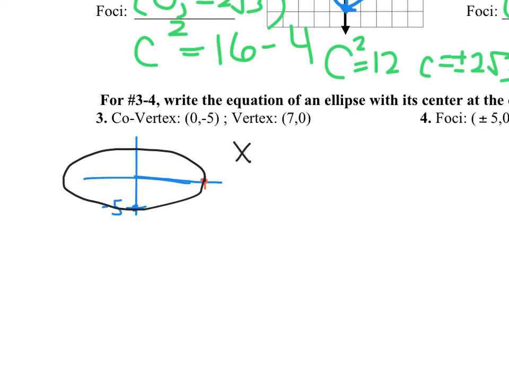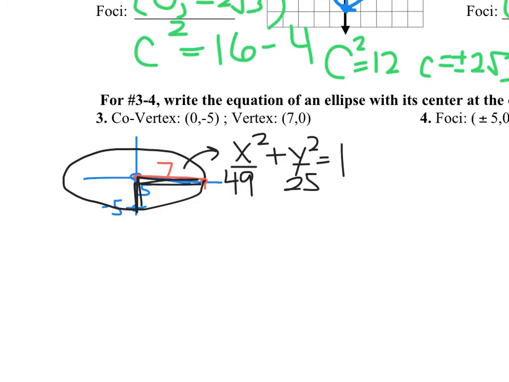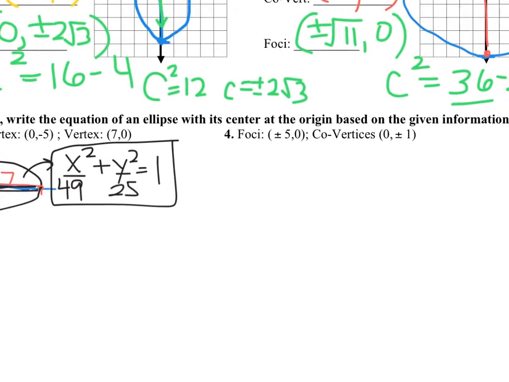We have x squared over something plus y squared over something equals 1. And the distance here to there is 7. And from here to here, the distance is 5. So we're going to go ahead and write 7 squared is 49. So that's left and right, goes underneath the x. And then up and down would go underneath the y, and that would be 25. That's a pretty easy one compared to some of the harder ones that we do on these.